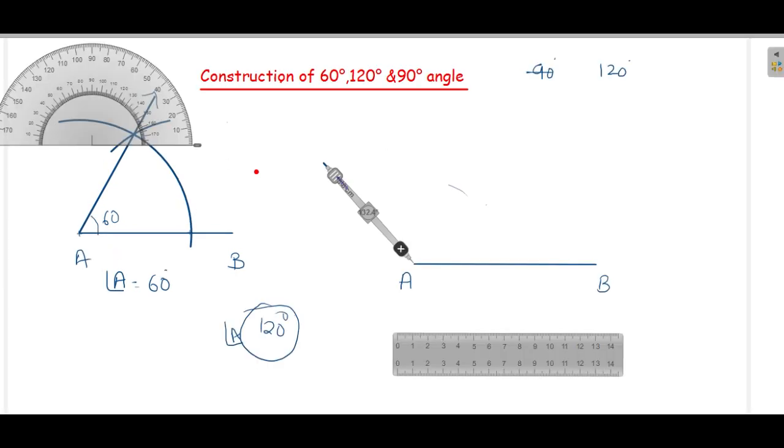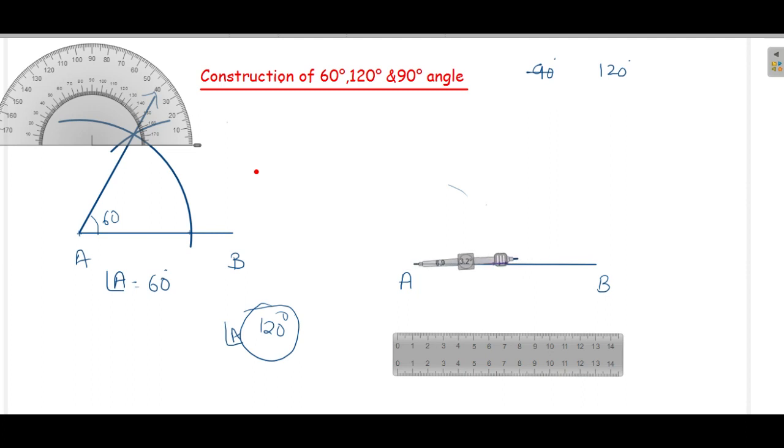Now let us construct a 120 degrees angle. That is, suppose I want to construct an angle of 120 degrees at a point A, so what are we going to do? We are going to take the compass and set the radius of the compass in such a manner that it is more than half, or to some fixed radius. Suppose I am taking some fixed radius.